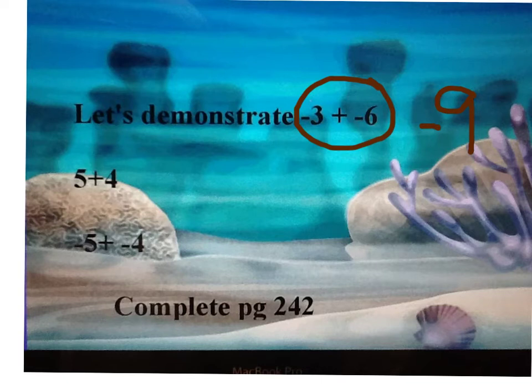Looking at another example, we have 5 plus 4. They're both positive, so we're just going to add them and keep our sign, and it was a +9. Looking at the next example, -5 plus a -4. They both are negatives, so we just go ahead and add them and then keep the sign the same.